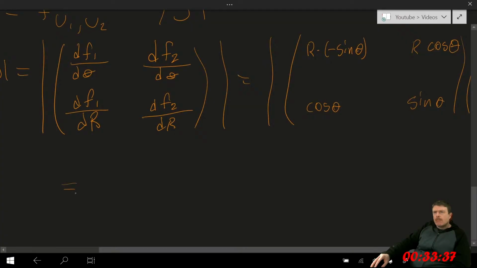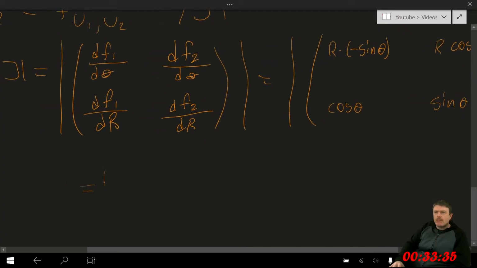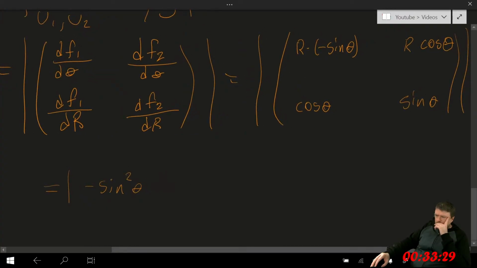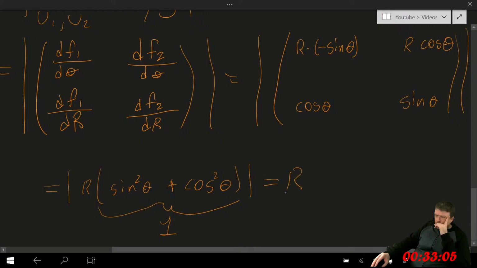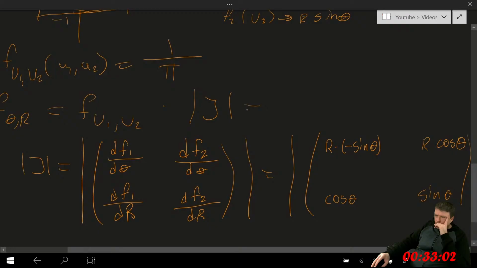So we get that the determinant will be equal to minus r sine theta squared. So we take this entry, move down to this one, that is r sine theta squared, and then we subtract this entry with this one, we can take the r outside, and then we have cosine theta squared. So when we take the numerical value, this minus disappears, this becomes a plus. Then it's a well-known result that this is equal to 1. So we get that this is equal to r. So if we go up here, we can write this as 1 over pi multiplied by r.